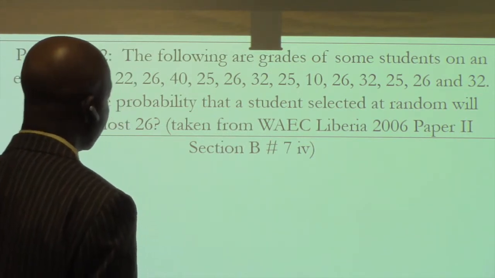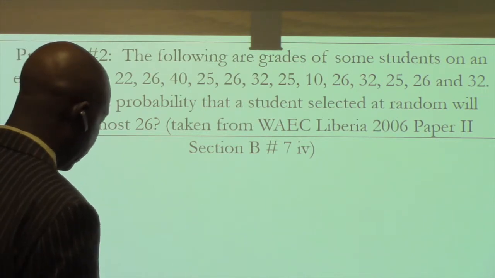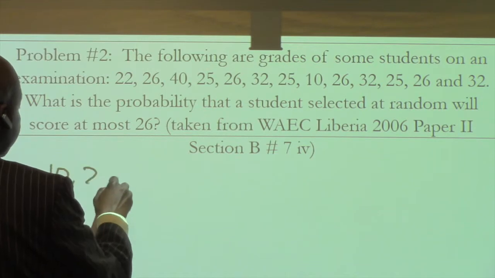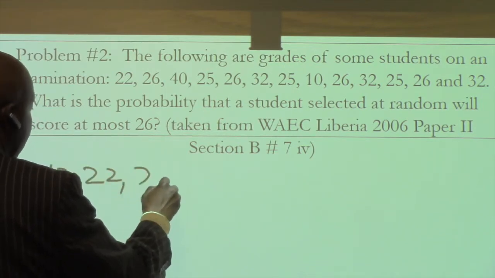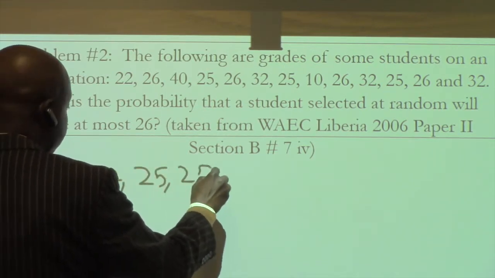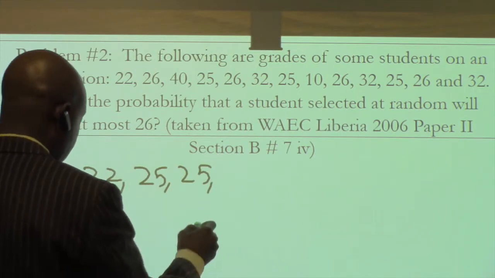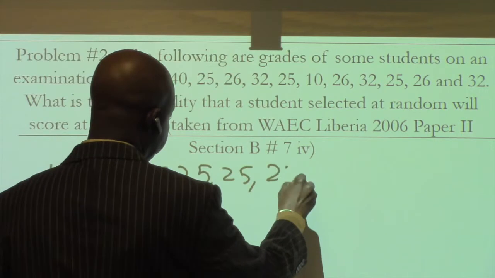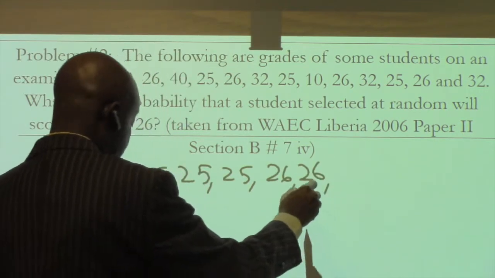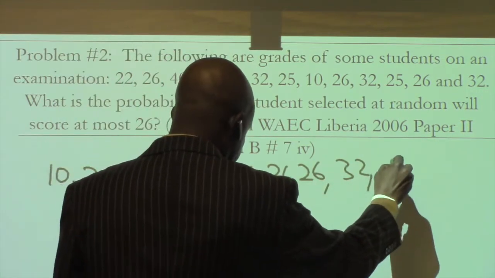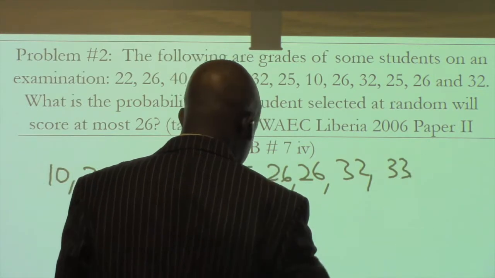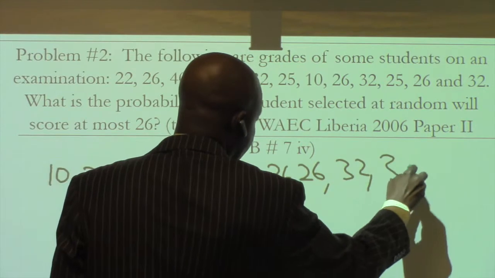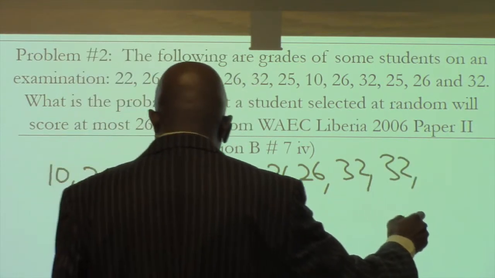So at most 26. The first thing we want to do with these scores is to arrange them in order so that we don't have to worry about finding at least, and then we can do the interpretation. I've done that already, so I'm just going to list them over here. That's 32. As you can see, we do not have a 33 over there. 32, how many 32s do we have? 3.